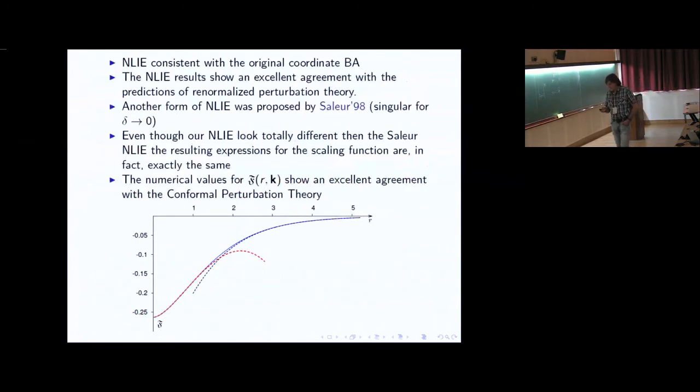Okay, so here is my conclusion: the nonlinear integral equation is consistent with the Bethe ansatz equations. Also, you can check that it reproduces the perturbation theory, normalized perturbation theory. Also, I should mention that the first nonlinear equations were proposed in the work of Essler in 1998, but his equation was different from this one. In particular, the equations look very strange because they were singular at delta. In the case of the free fermion point, the kernels in the equations were singular, and it's very difficult to use this Essler equation to study, let's say, the perturbative domain.